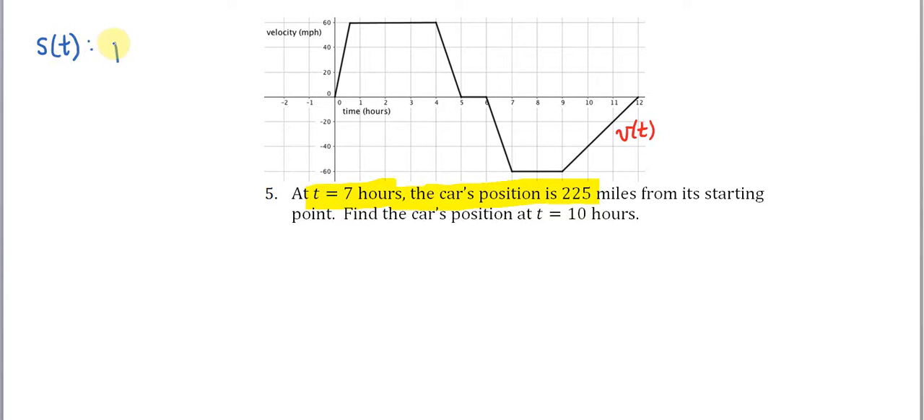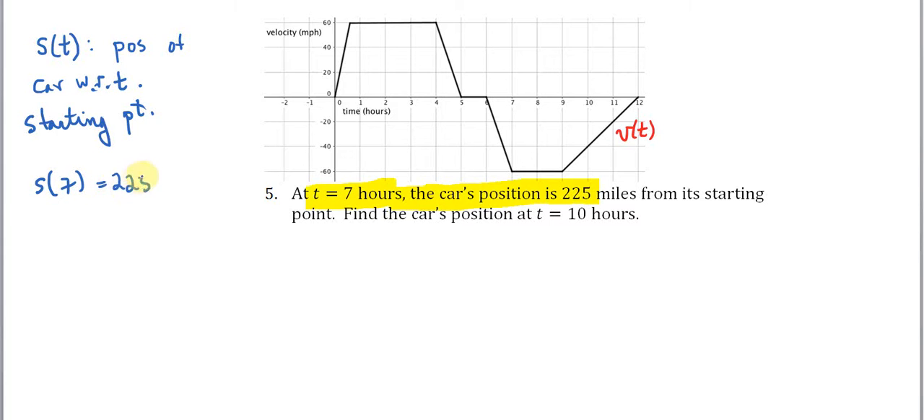I'm going to say S of t is the position of the car with respect to, abbreviated WRT, some starting point. So what this is telling us is that S of 7 is equal to 225, and what we're trying to do is find the position at S of 10. We know that S of 7 is equal to 225. What is S of 10?